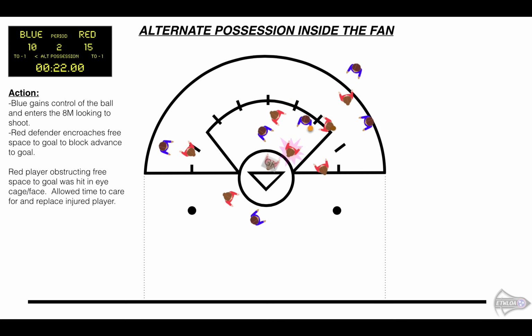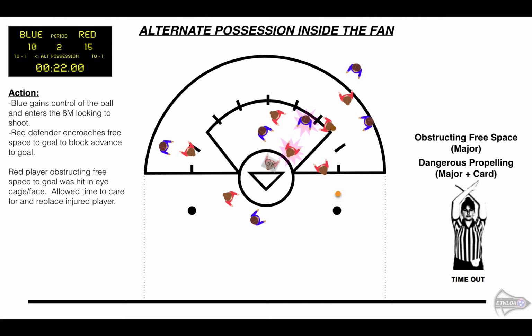When the defender moved into the free space, I whistled the play and called the obstruction of free space to goal. The shooter, however, continued to shoot and proceeded to shoot the ball into the red player, hitting her in the eye cage and face area. Followed that with a second whistle for the dangerous propelling and signaled timeout so we could address the injured player and issue the yellow card.